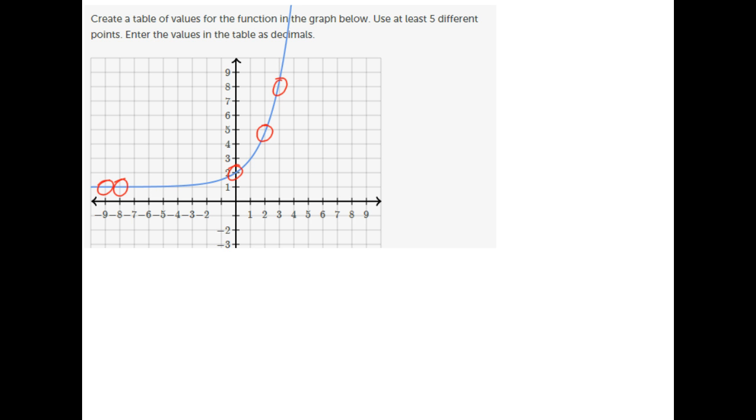Again, you want to go as close as possible. You don't want to choose points like this, especially if you have other ones that are closer or better. There you go. Good luck.